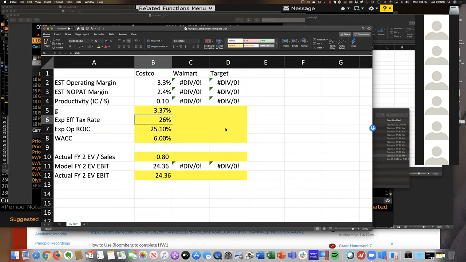That would be my G. Okay. And again, that's a similar process that we already did in our models. Right? I'm just going to do it two more times. I'm going to do it for Walmart, and I'm going to do it for Target.